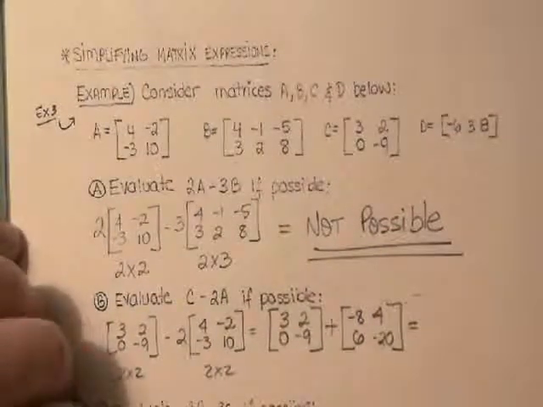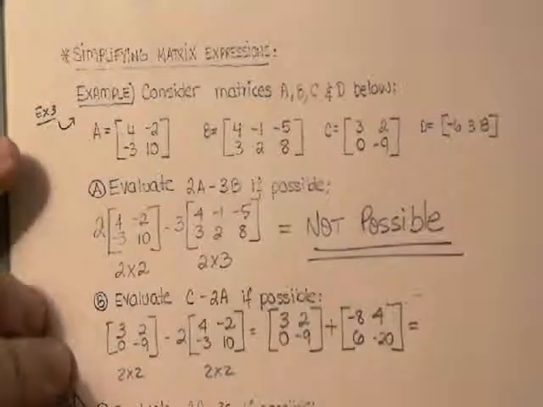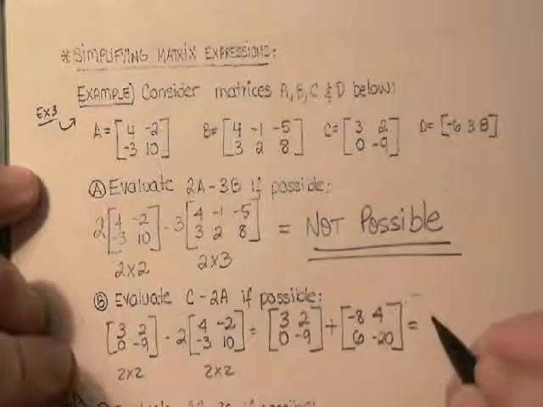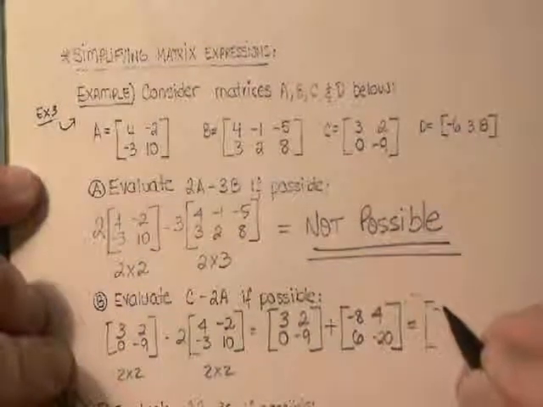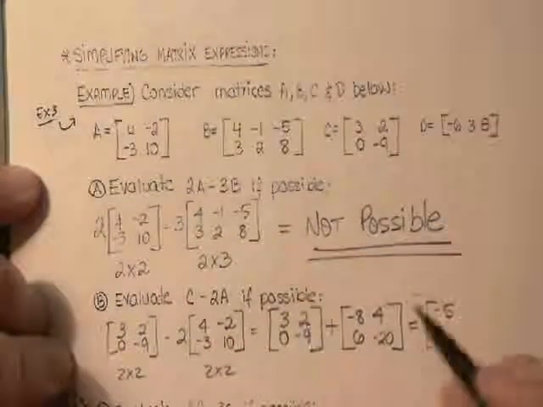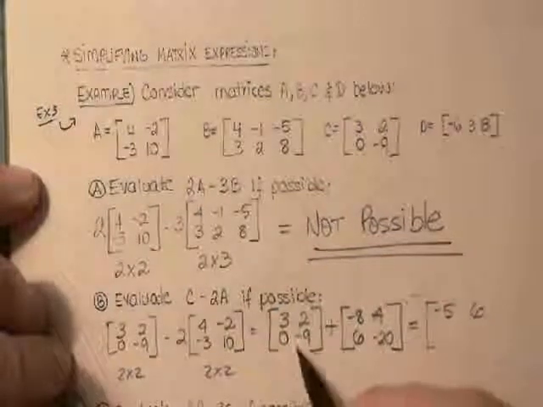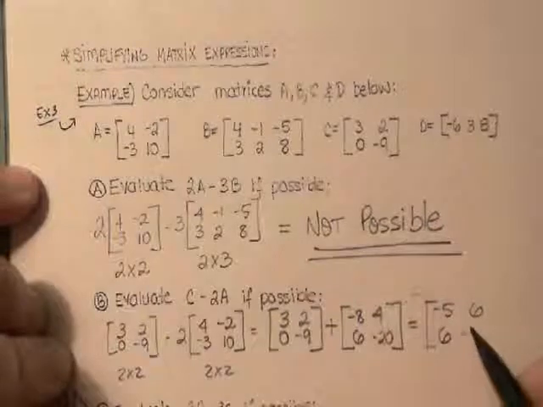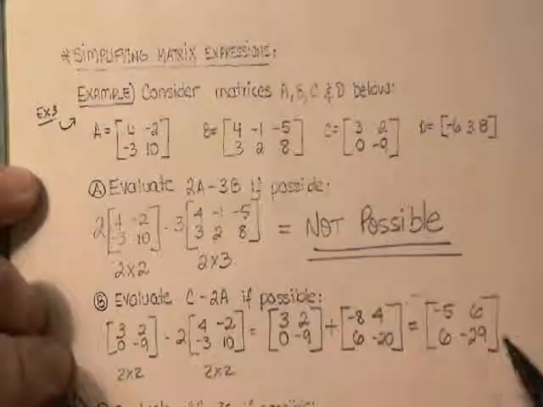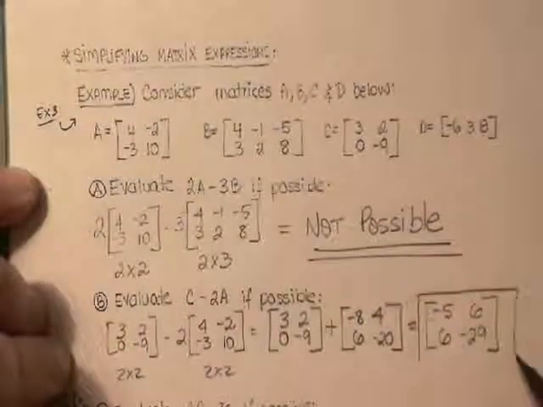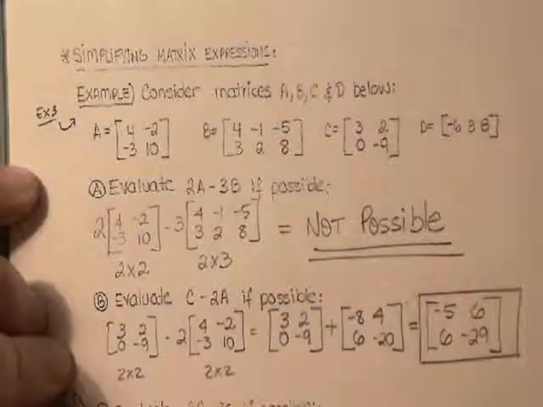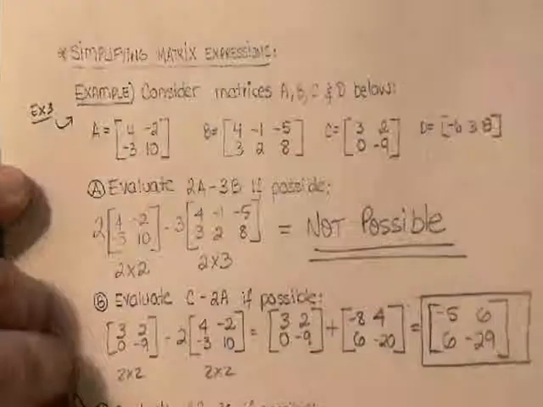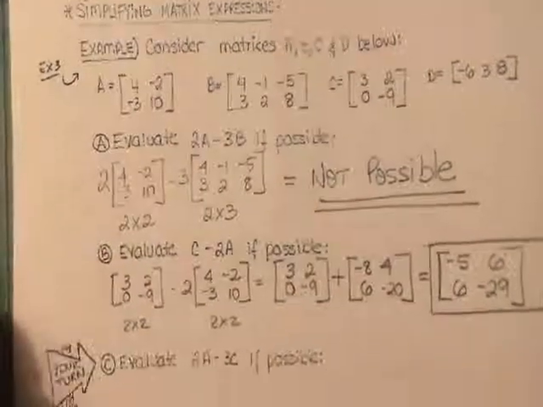Once I bring that in, that means I just do like I've been doing so far. Just combine them. 3 minus 8 is negative 5. 2 plus 4 is 6. 0 and 6 is 6. Negative 9 and negative 20 is negative 29. And that's my answer. Okay? Alright, very well. So now we're going to continue on to the next two.